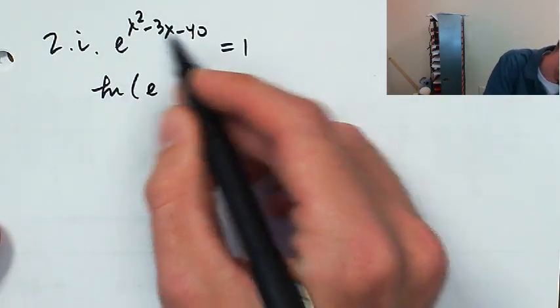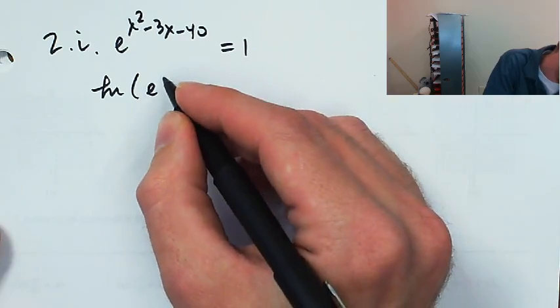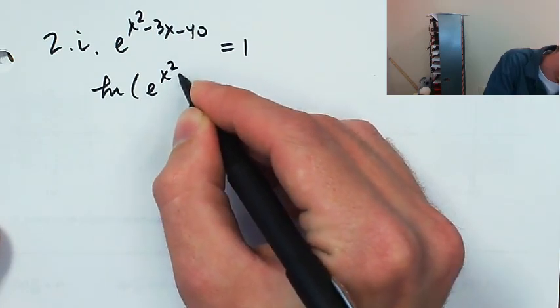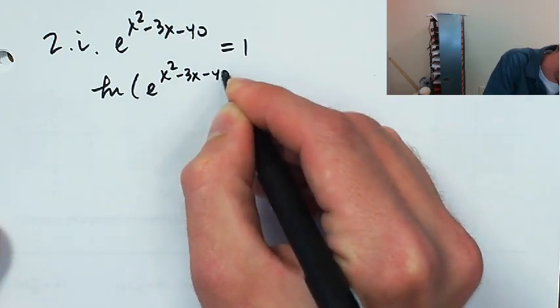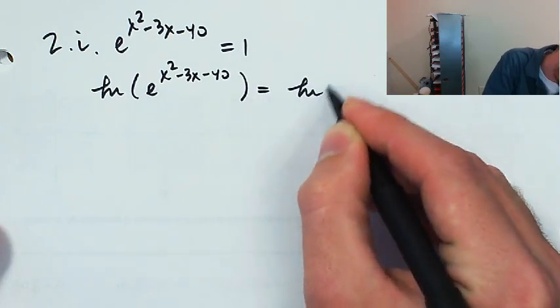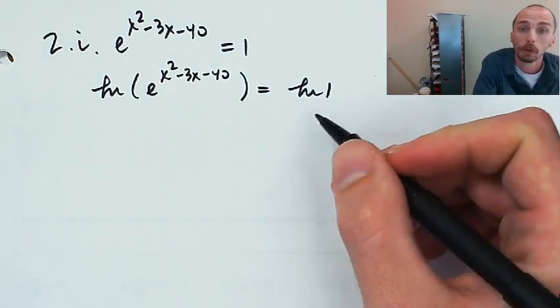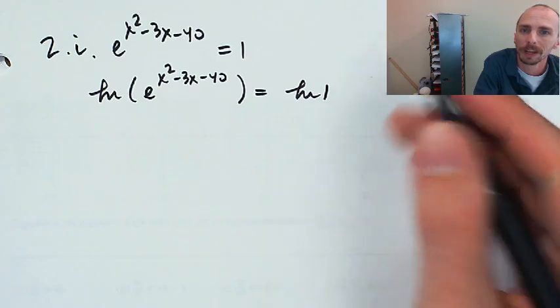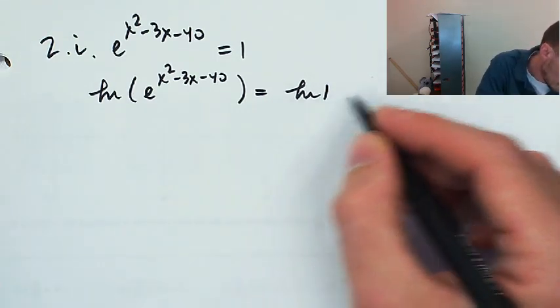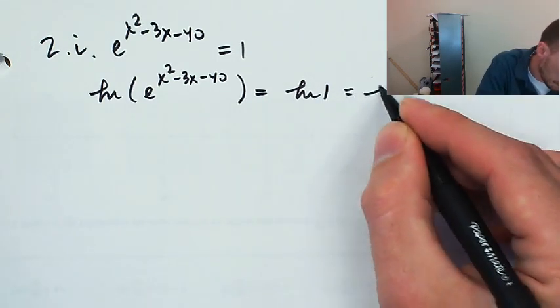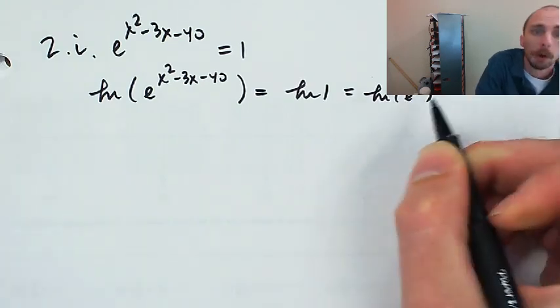always do, take the natural log of both sides to get this down out of the exponent. So the natural log of e to the x squared minus 3x minus 40 equals the natural log of 1. And you need to know the natural log of 1 is 0 because, really, I could rewrite natural log of 1 as natural log of e to the 0.